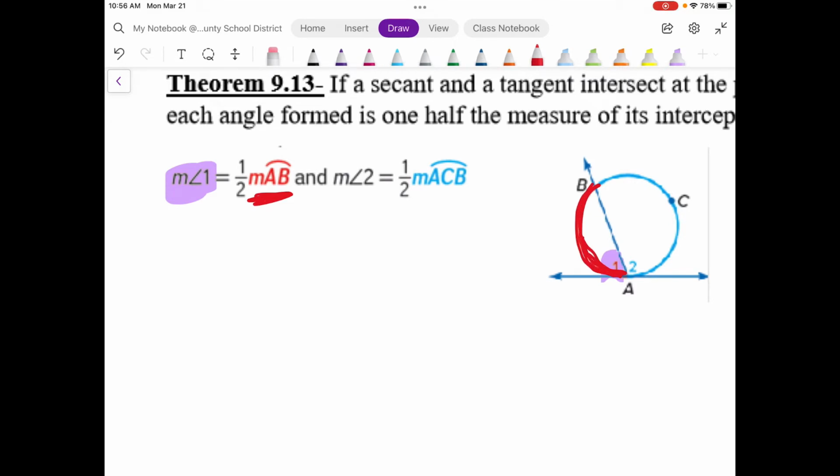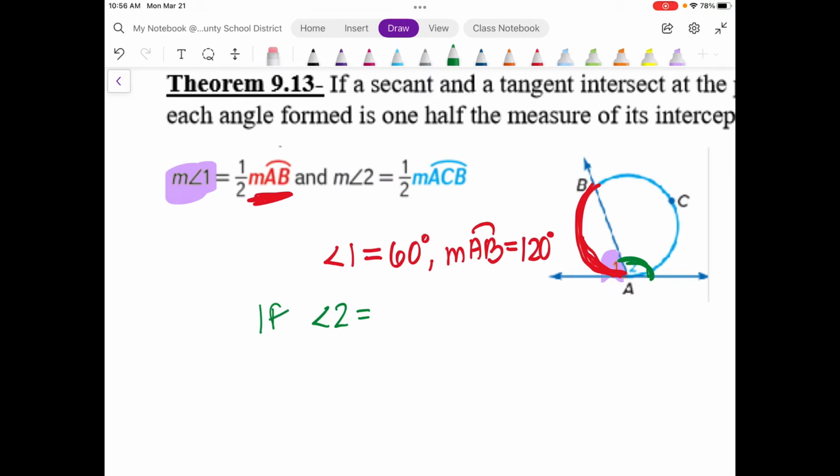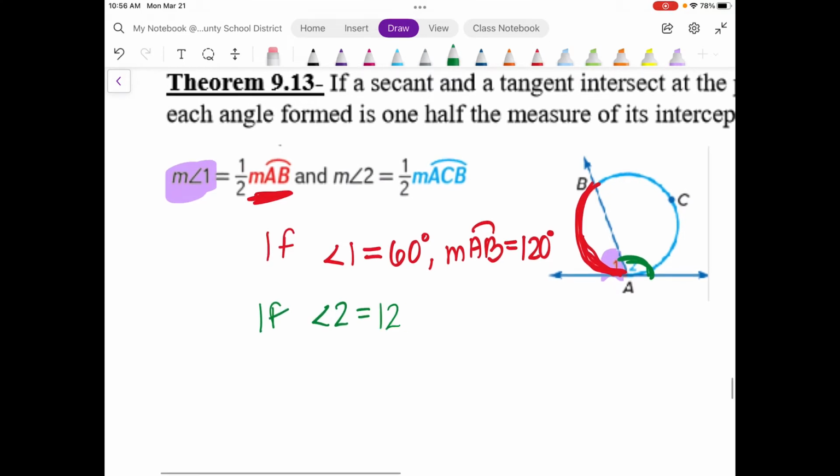So for example, if angle 1 was 60 degrees, then the measure of AB would be double that, 120. Okay? If the measure of angle 2, let's say, was 120 degrees, then the major arc A to C to B would be double that, 240 degrees.